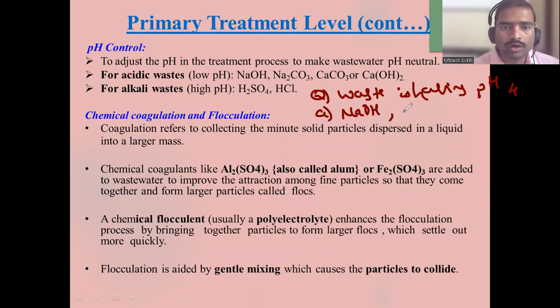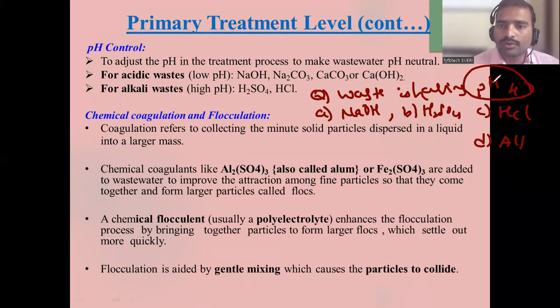Option B, H2SO4. Option C, HCl. Option D, all. Yes. Can you tell me the answer? NaOH, because the pH of the waste is 4. pH 4 means whether the waste is in acidic condition or basic condition.